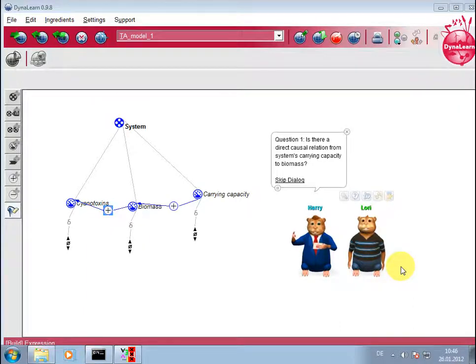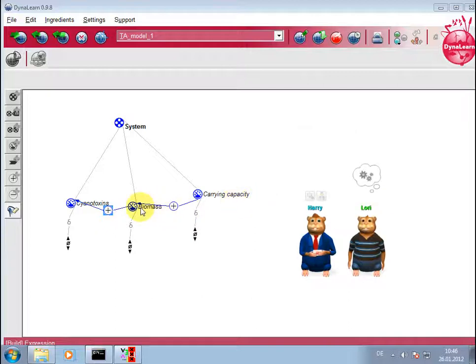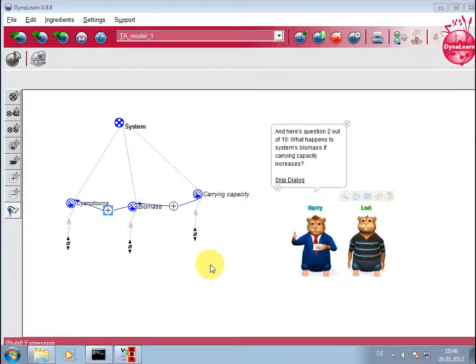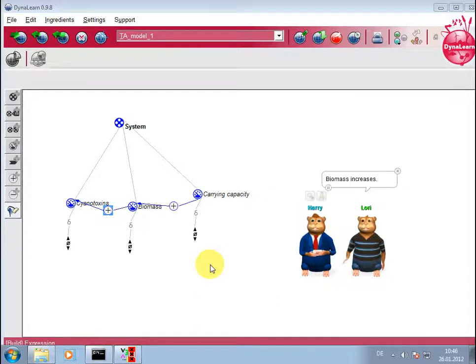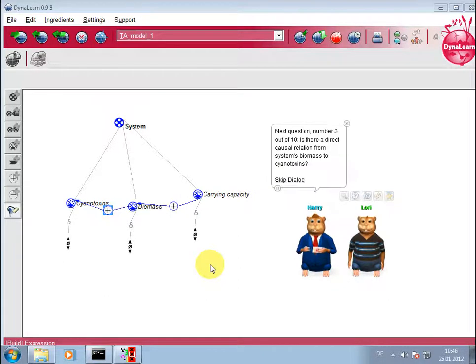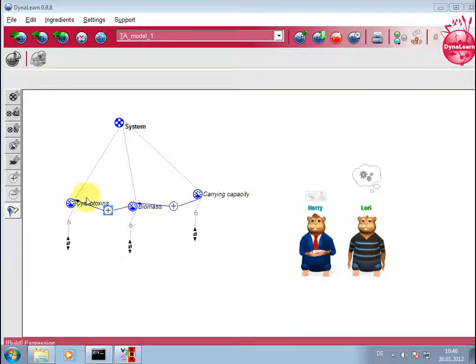Question 1. Is there a direct causal relation from systems carrying capacity to biomass? Yes. That's correct. The pet answers yes, because this is what we modeled. 2 out of 10. What happens to systems biomass if carrying capacity increases? Biomass increases. Also this relation should be right in the model. Very good, the answer is correct. Number 3 out of 10. Is there a direct causal relation from systems biomass to cyanotoxins? Yes. The quizmaster says this is also correct.